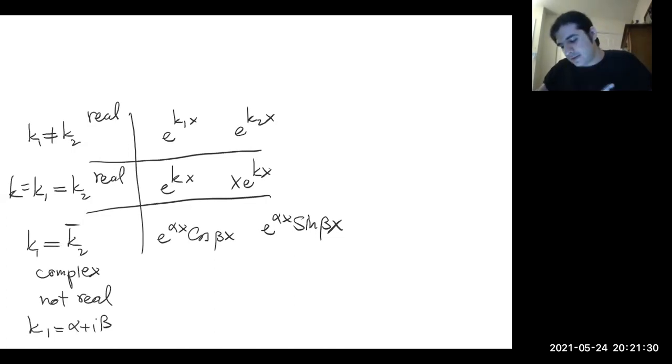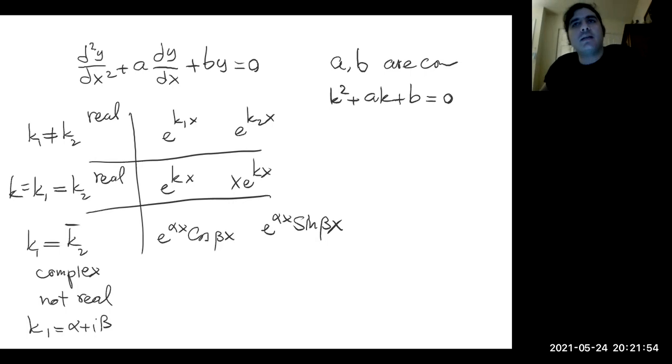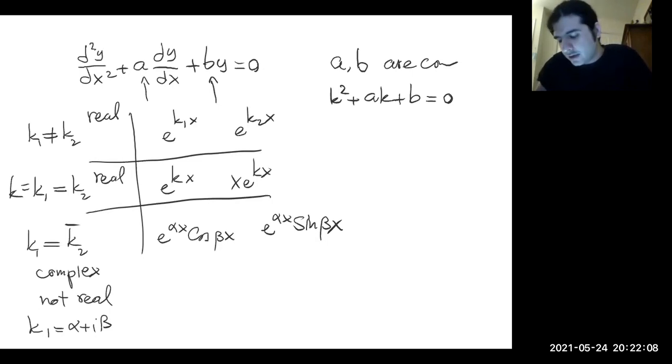So these are the solutions to the linear equation d squared y dx squared plus a dy dx plus b y equal to 0. Note that here a and b are constants and k squared plus a k plus b is equal to 0. So this characteristic equation tells us what the solutions to these equations are. As I mentioned, if a and b here are not constants, they are functions, this problem is a lot more complicated and there is no general way to answer this question. Is there any question?